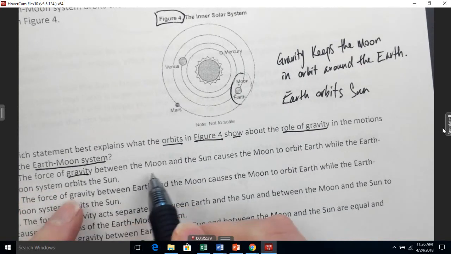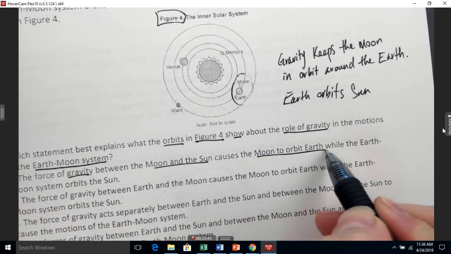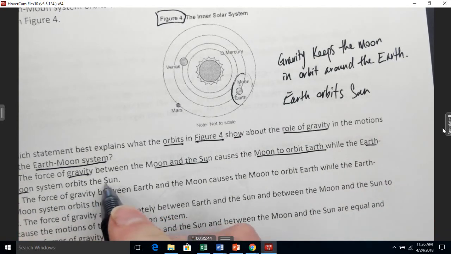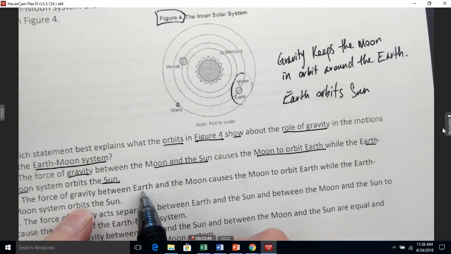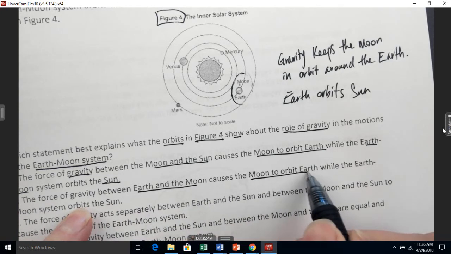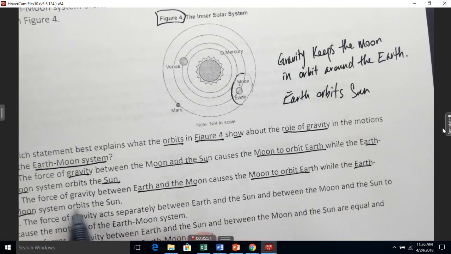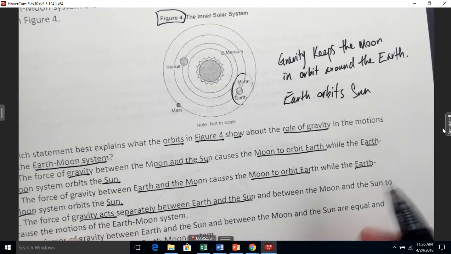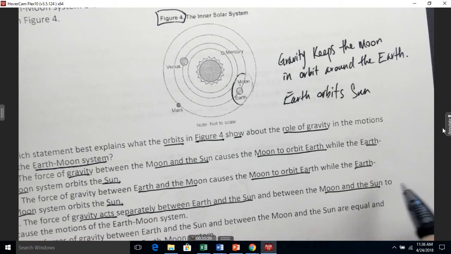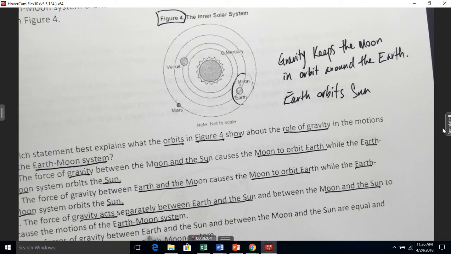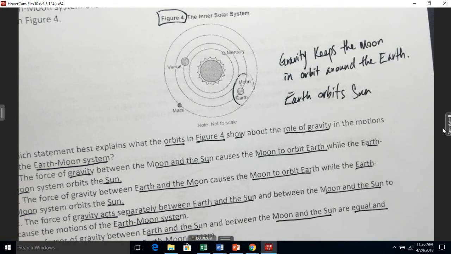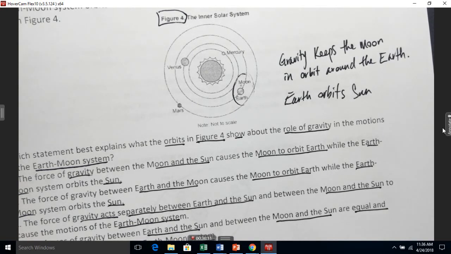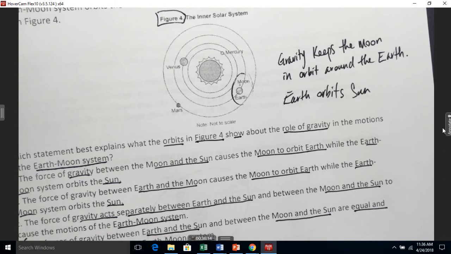The force of gravity between the moon and the sun causes the moon to orbit Earth while the Earth-Moon system orbits the sun. The force of gravity between Earth and the moon causes the moon to orbit Earth while the Earth-Moon system orbits the sun. The force of gravity acts separately between Earth and the sun and between the moon and the sun to cause the motions of the Earth-Moon system. The force of gravity between Earth and the sun and between the moon and the sun are equal and do not affect the motions of the Earth-Moon system. What's wrong? D's stupid.